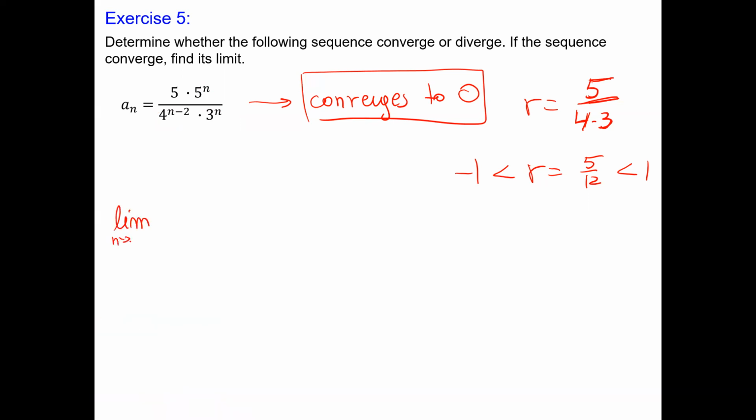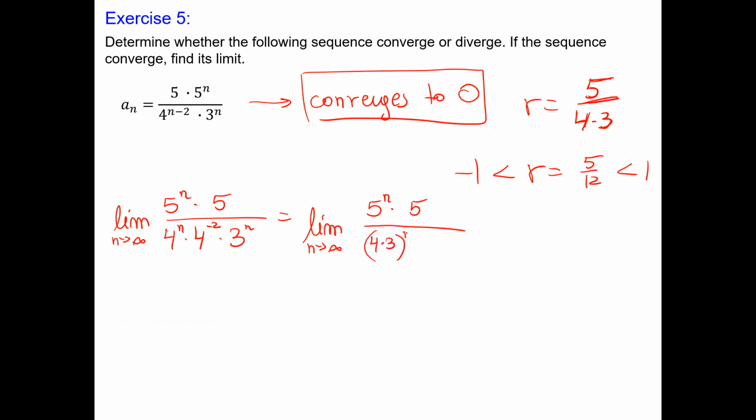If we have to look at the limit, what I will do: 5 to the n times 5, 4 to the n, 4 to the -2, and 3 to the n. And maybe that form will tell me 5 to the n, leading function, and 4 times 3 to the n. I can combine this. And 4 to the -2 is 1 over 4 squared. And let me write this one more. Then we can look, this is the leading function, 5 to the n, 12 to the n, and 1 over 16.